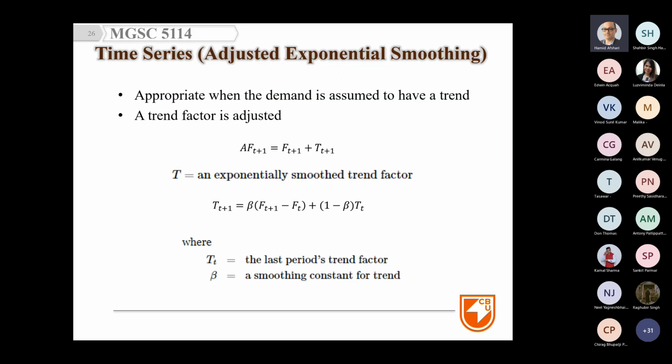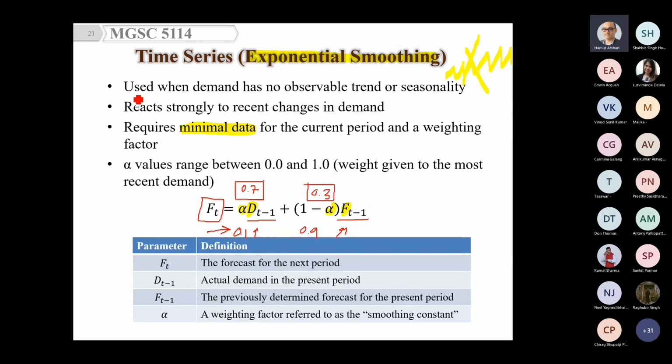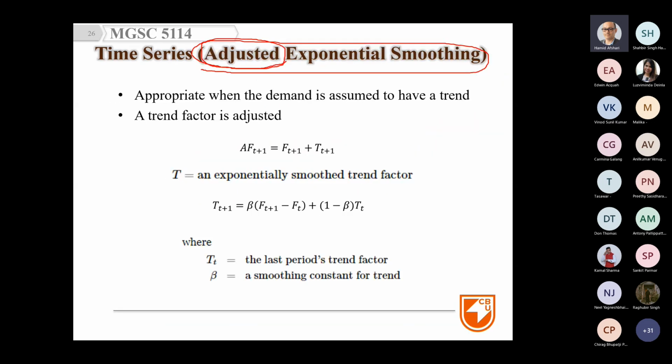So let's go to the next method. This method is called adjusted exponential smoothing. There is one extra component which is called adjusted. If I go back here, do you remember it says used when demand has no observable trend or seasonality? In other words, demand is very smooth, not very fluctuated. So what if the demand is very fluctuated? What should we do? In that case, I have to use adjusted exponential smoothing. So how does that method work?